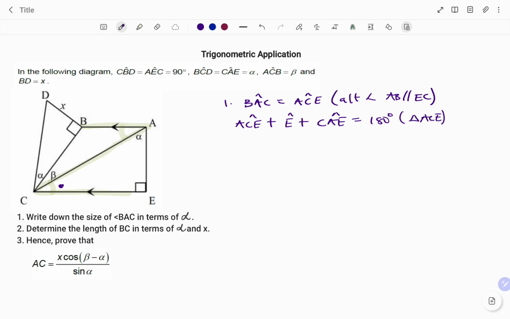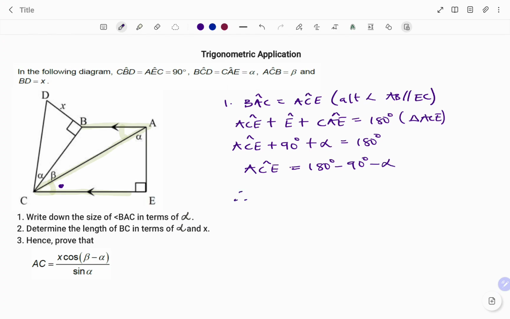All the angles in the triangle, when added together, will give you 180. Therefore, ACE plus angle at E, that's 90 degrees, plus CAE, alpha, equals 180 degrees. So therefore, to find the angle ACE, I'm going to move all the other terms to the other side. So I have 180 degrees minus 90 degrees minus alpha.